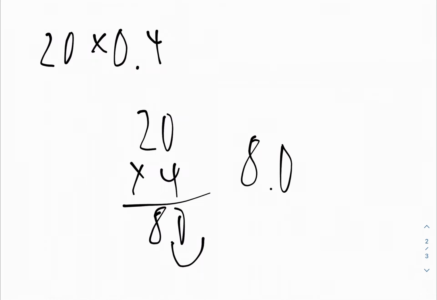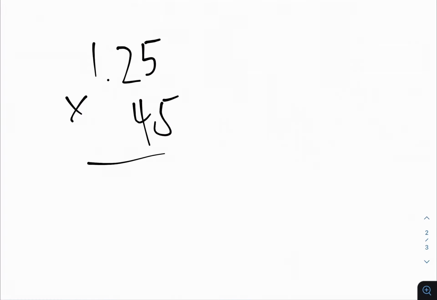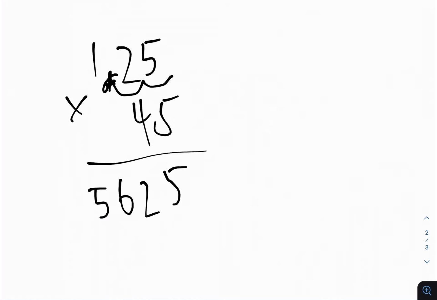So let's try another one. So let's try 1.25 times 45. So we just ignore this decimal point for now and just multiply. And then after doing the multiplication, we will get 5,625. And since we removed this decimal point, which was 2 places away from here, 1, 2, we can move 2 decimal places in 5,625 as well. So we get 56.25.